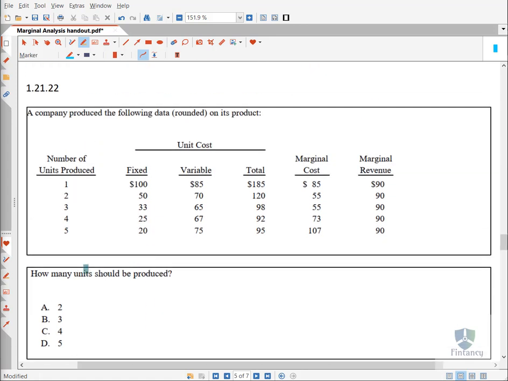Now, Naveed, can you read the scenario, please? Assalamu alaikum, sir. Walaikum salam. The company produced the following data on its product. Very nice. Then number of units produced, unit cost, which includes fixed, variable, and total cost, and marginal revenue. Yeah. Now see, what is the requirement? How many units should be produced? Very interesting requirement. Thank you, Naveed.